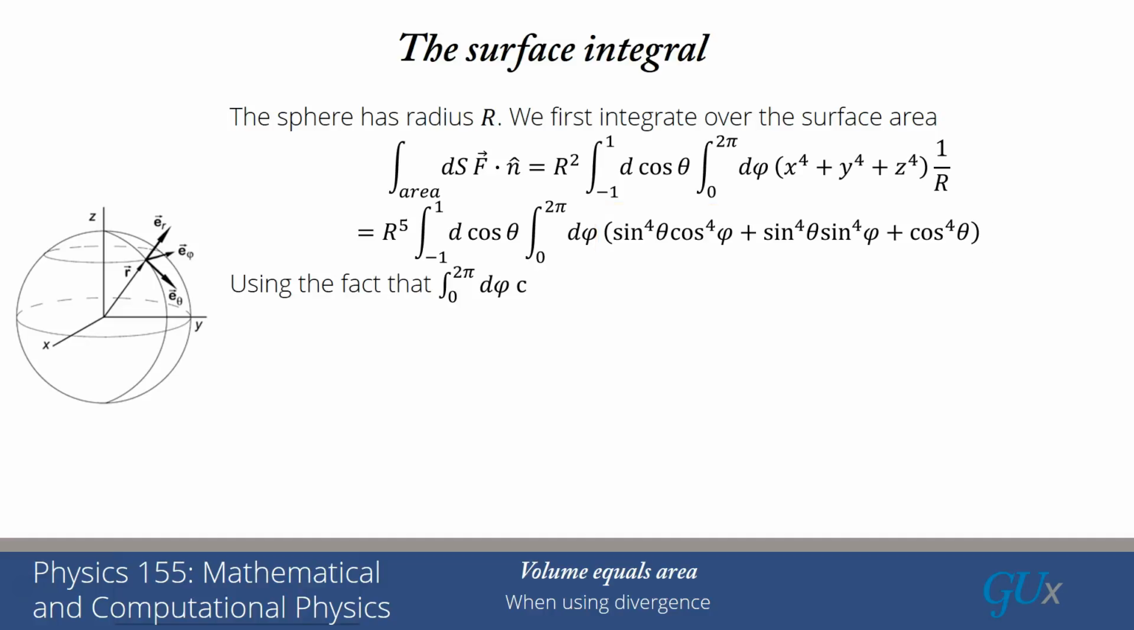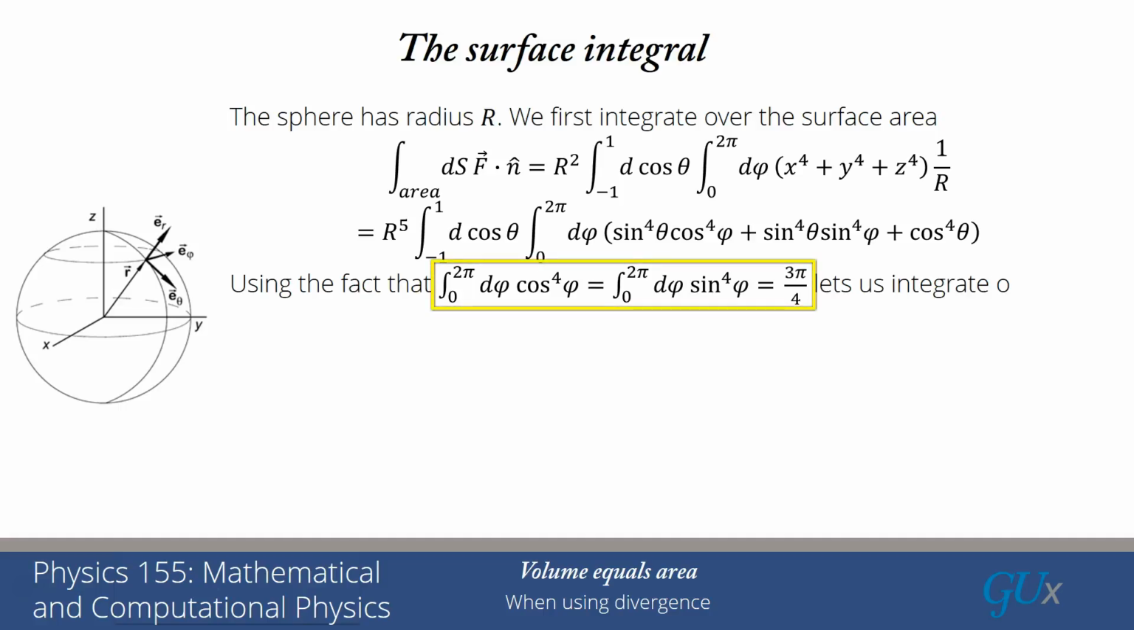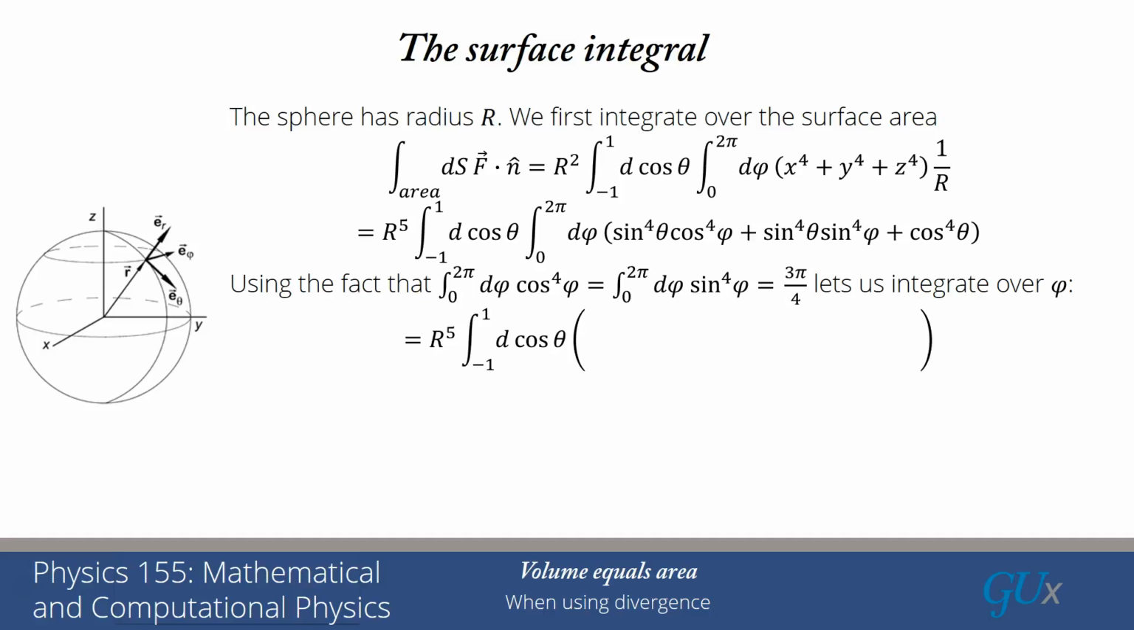We're going to first integrate over phi, but we're going to use this fact that the integral from 0 to 2 pi of cos to the fourth phi is equal to the integral from 0 to 2 pi of sine to the fourth phi, and they're both equal to 3 pi over 4, and that's going to allow us to integrate over phi. There's also an integral of just a constant, and that's going to just give me a factor of 2 pi. So after I do the integral over phi, I still have this integral d cos theta. I'll have a sine to the fourth theta times 3 pi over 4, plus a sine to the fourth theta times 3 pi over 4, plus a cos to the fourth theta times 2 pi.